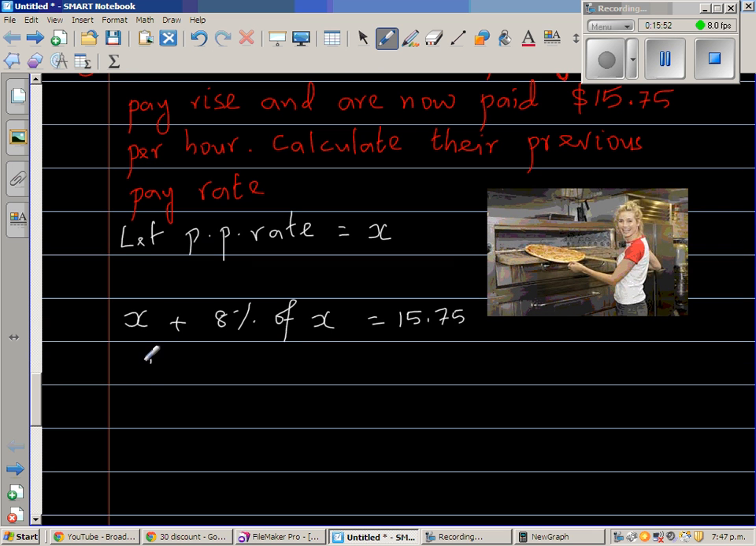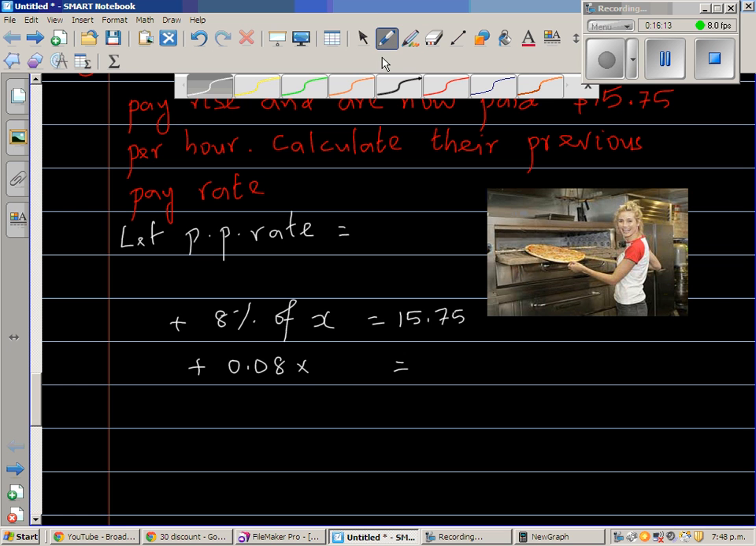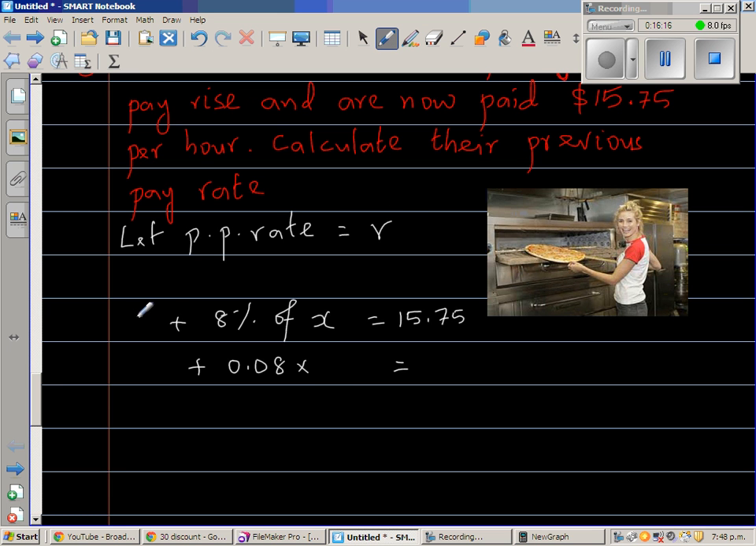So this is X plus 8% of X, which is 0.08 times X, is equal to... so let me not write X here because X and times gets confused. So let me write the previous rate as R. Okay, so this is R plus 8% of R. R stands for the rate. So this is R plus 8% of R is equal to 15.75. Okay, so this is 1 times R plus 0.08 times R.